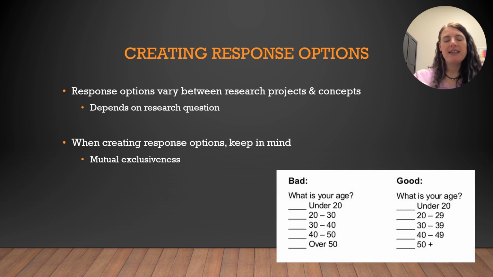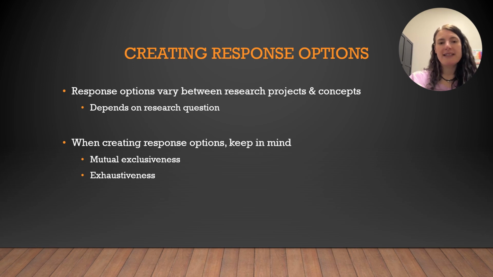For example, look at these two survey questions. In one, you're given response options that overlap. Which option do you choose when you're 30 years old? Because 30 shows up in the 20 to 30 category and the 30 to 40 category. Thus, these categories are not exclusive. The revised version makes sure that there's no overlaps.